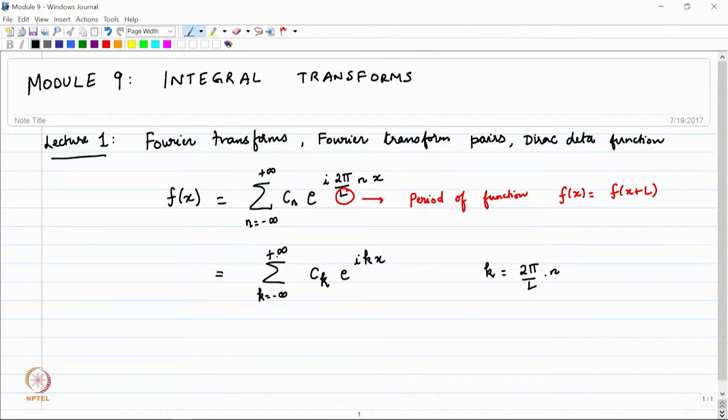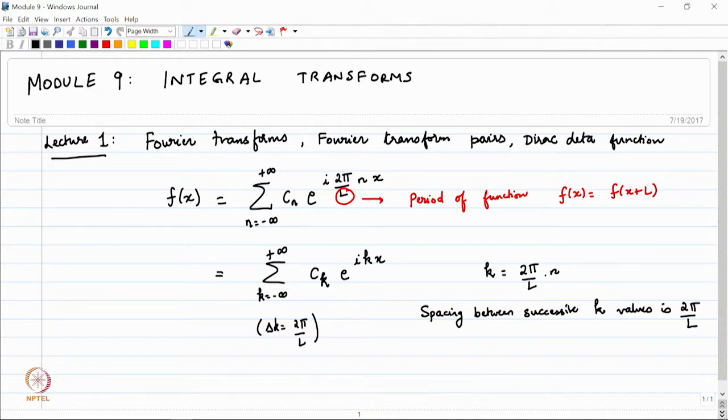However, the spacing between successive k values is 2 pi by L. That means if n equals 1, then you will have 2 pi by L. If n equals 2, then you will have 4 pi by L, and the difference between 2 pi by L and 4 pi by L is 2 pi by L. So, between any two successive values of n, the spacing in k is 2 pi by L. We will make a note: delta k equals 2 pi by L.